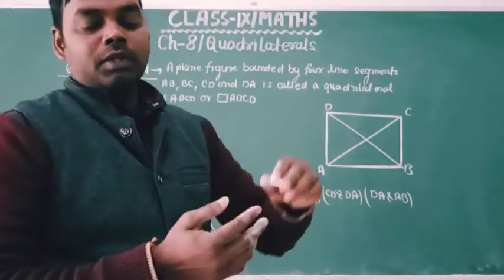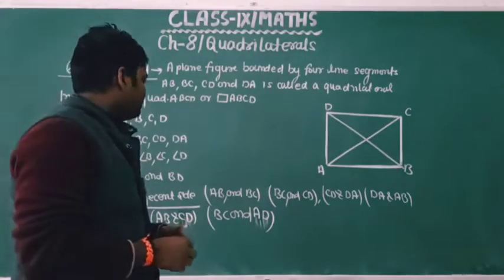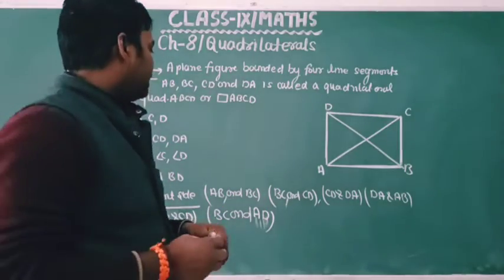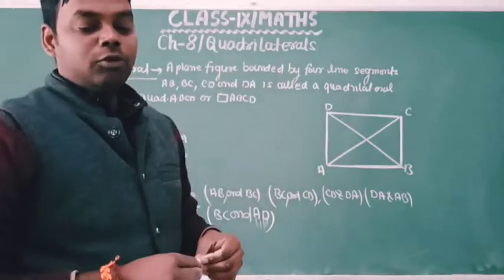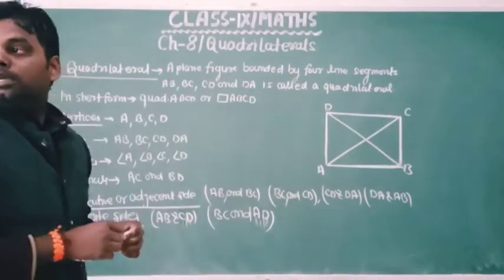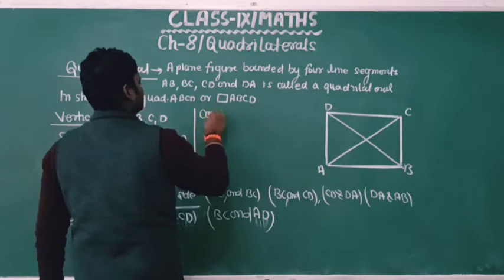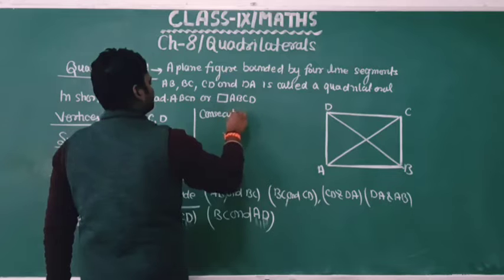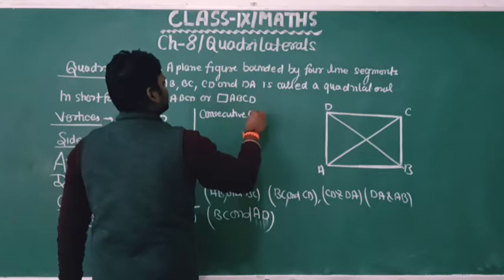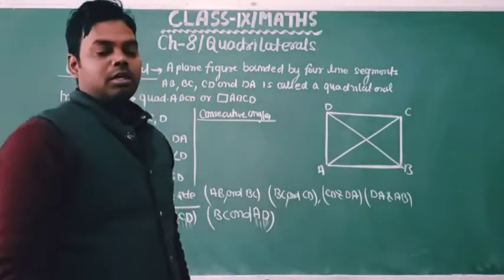Okay, the next term related to quadrilateral is consecutive angles, and opposite angles. Consecutive angles.